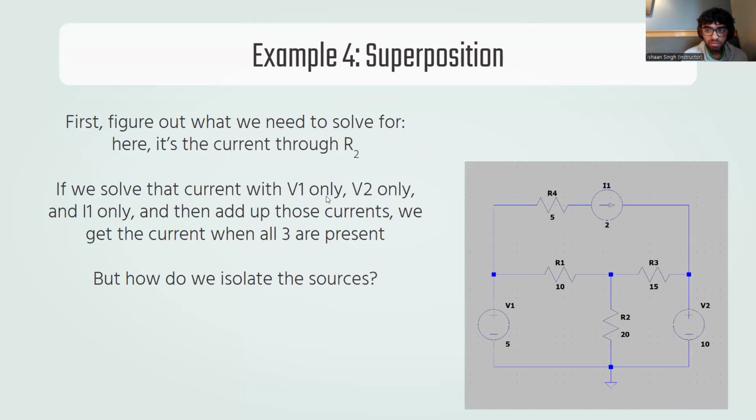So first of all, what we're trying to solve for here is the current going down through R2. That's going to be this current right here. That's what we want to solve for. So to solve for that, what's the best time to use superposition?